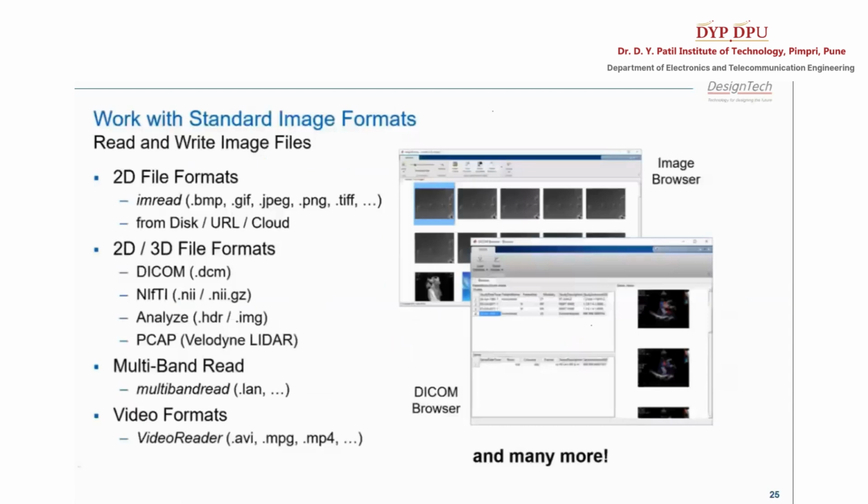So these are the different types of images, working with the standard image formats, where you have imread functions, and you can access the data from a URL, cloud or disk. Different types of 2D file formats are JPG, PNG, TIF. Tomorrow we will discuss 2D and 3D file formats like DICOM, NIfTI, Analyze, and other things, and multiband images also. And you can analyze video formats like MP4 or .mpg. So we will work with these standard image formats.